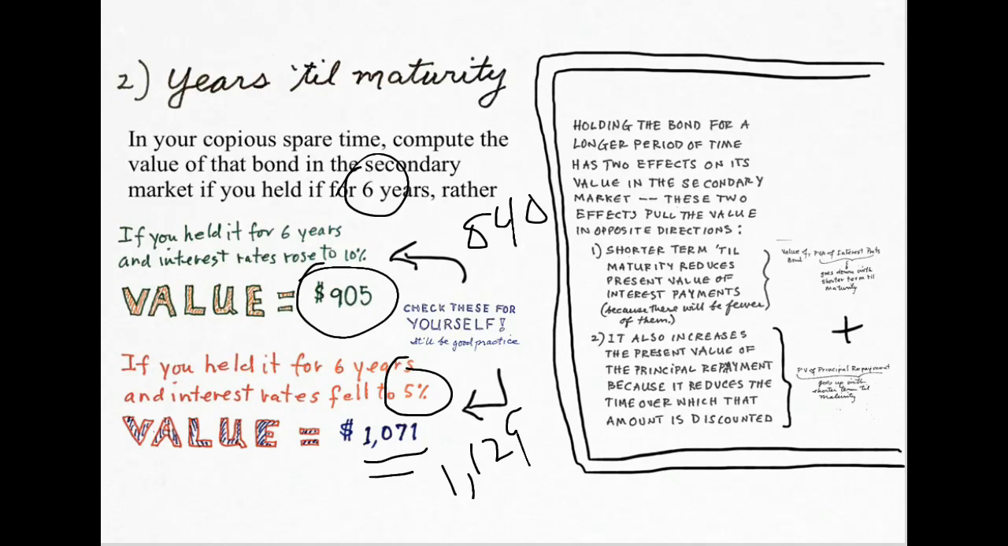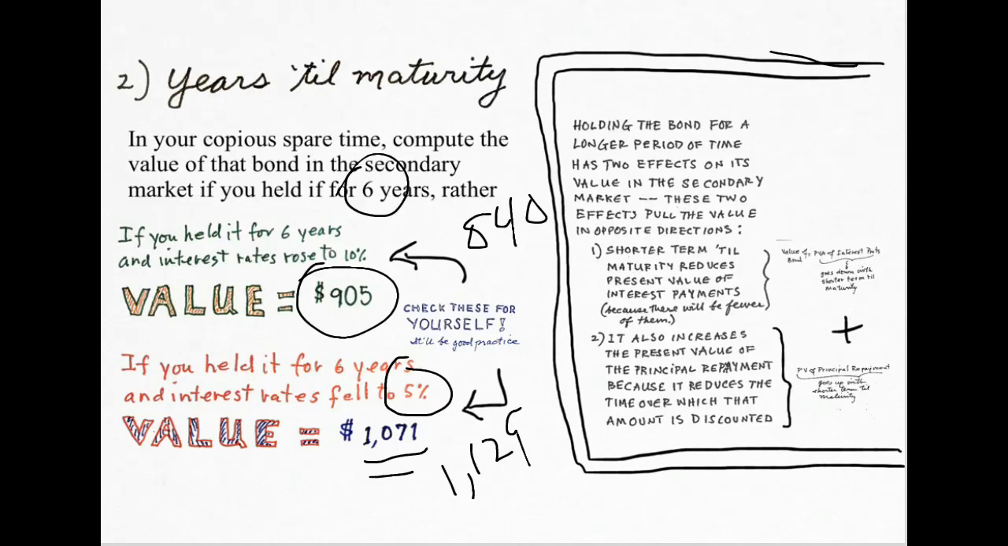A change in the time till maturity or term till maturity will pull the value of the bond in two directions. First, a shorter term to maturity will reduce the interest income that the bond will generate, thus reducing its value. But the shorter term to maturity will also reduce the degree by which the principal repayment is discounted, thus increasing the value of the bond.